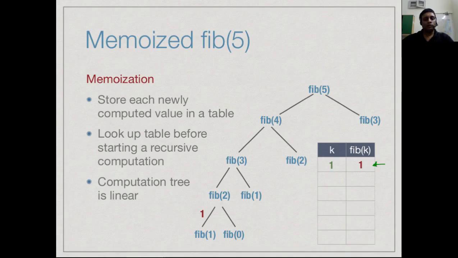Then we look at Fibonacci of 0. And again, it's a new value. We get it from the base case, but we have never computed it before.